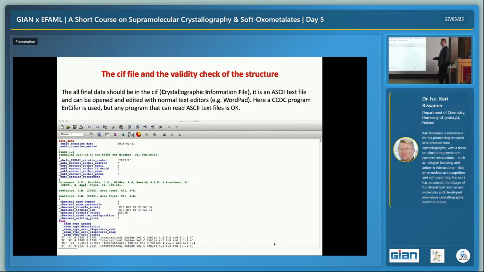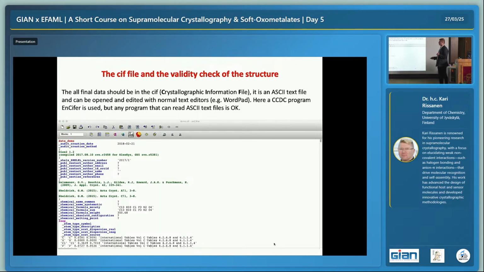And now, chemical name systematic, chemical formula moiety, chemical formula sum. So it's automatically inserted. Then chemical formula weight, as you can see, has a certain format of indicating this. If there is no information, then it appears as a question mark. But if you have this information, you go and edit. You can type it there.